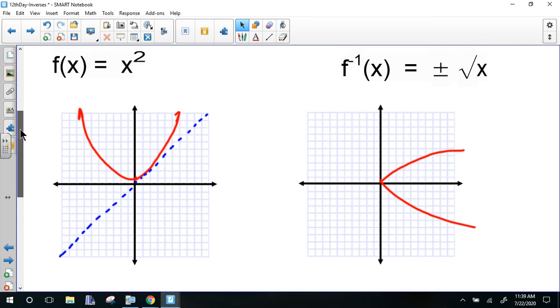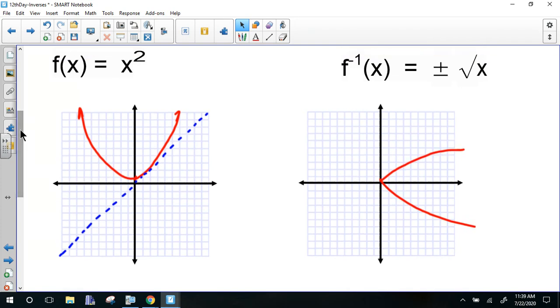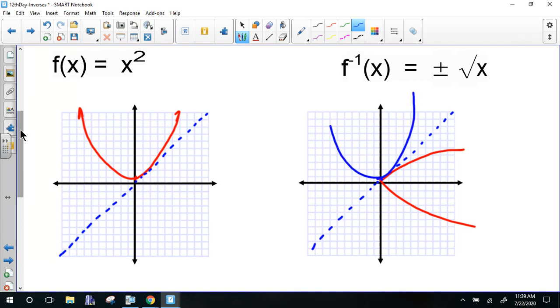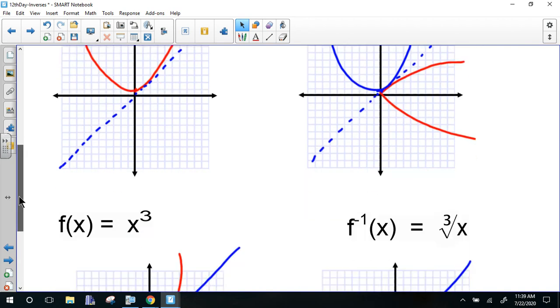So if I want the graph of the inverse of x squared, I know it's going to be plus or minus square root of x. It's just going to flip over that blue dotted line. This is a reflection in the line y equals x. So if you can graph two functions and see that they're reflective over the line y equals x, that's proof that they're inverses of each other.